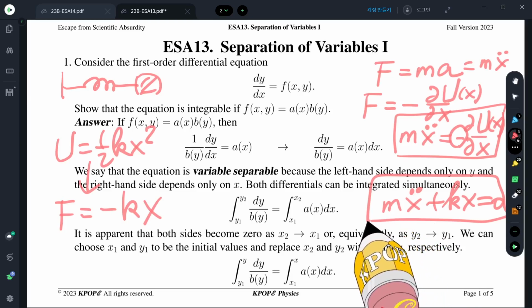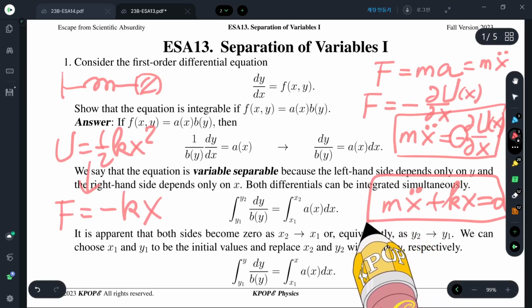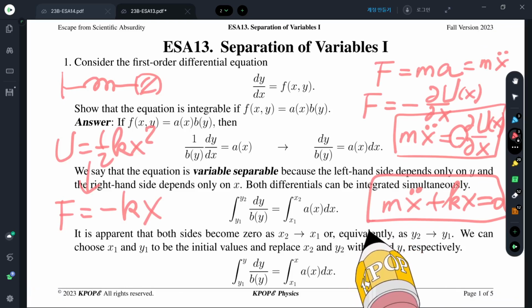So calculus, as well as the differential equation, was created by physics, that is, classical mechanics. The origin is physics, not mathematics. So we are interested in solving this equation of motion. In the mathematical world, it is a second order linear differential equation.